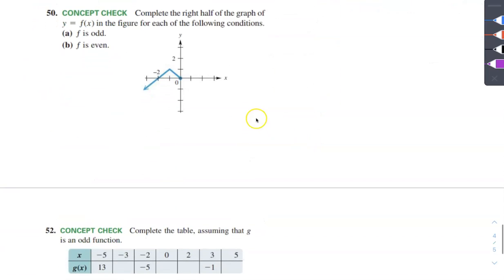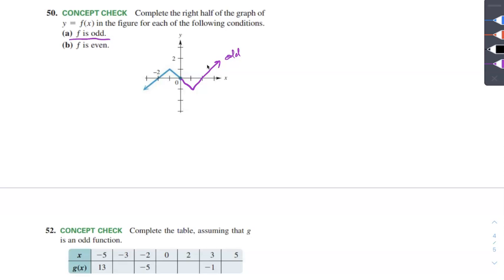I like this one. Complete the right half of the graph given the following condition. So I want to make this an odd function. Whatever it does here, I have to repeat by doing it down here. So it's kind of like this. Let me do that in purple. So it can look like this. That makes it odd.